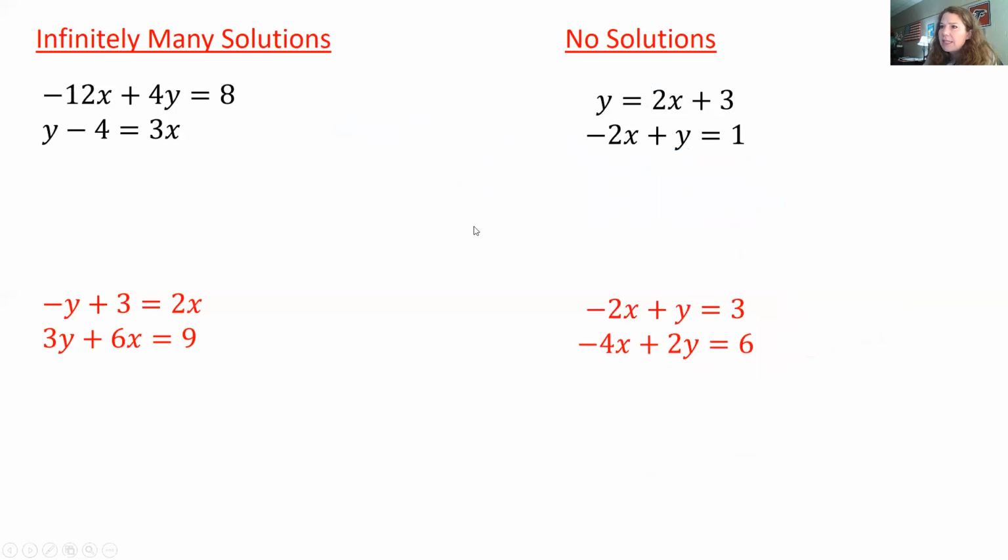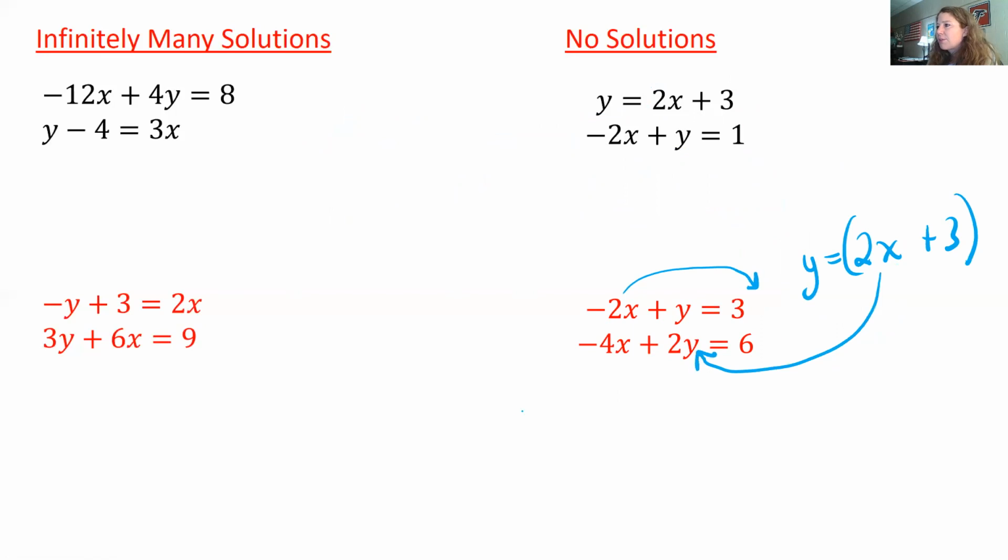All right, and finally, this last one, I'm going to solve for y. All I have to do is move that negative 2x to the other side. So I'm going to do y is equal to positive 2x plus 3. And now I'm going to substitute all of this in for y right there. So I'm going to write negative 4x plus 2 times 2x plus 3 equals 6.